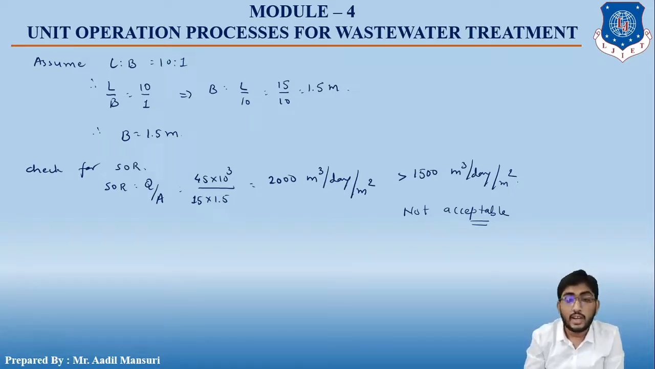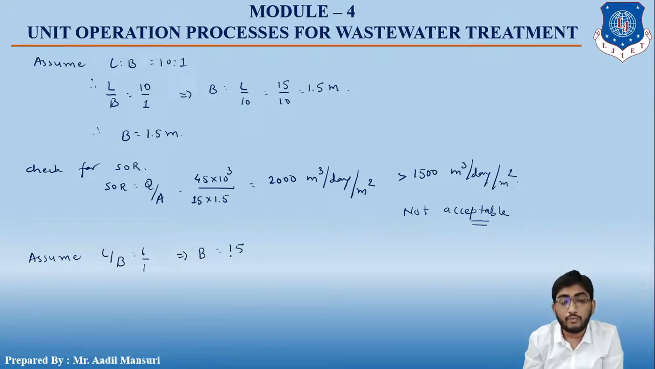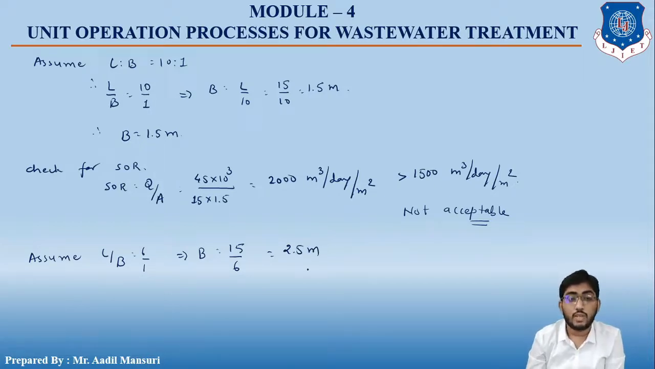Okay, so let us reassume and assume L is to B as 6:1, right? So this will be equals to B equals to 15 by 6, right? L is 15, so this will be equals to 2.5 meters, right? So if we assume L is to B as 6:1, then we get width equals to 2.5 meter.